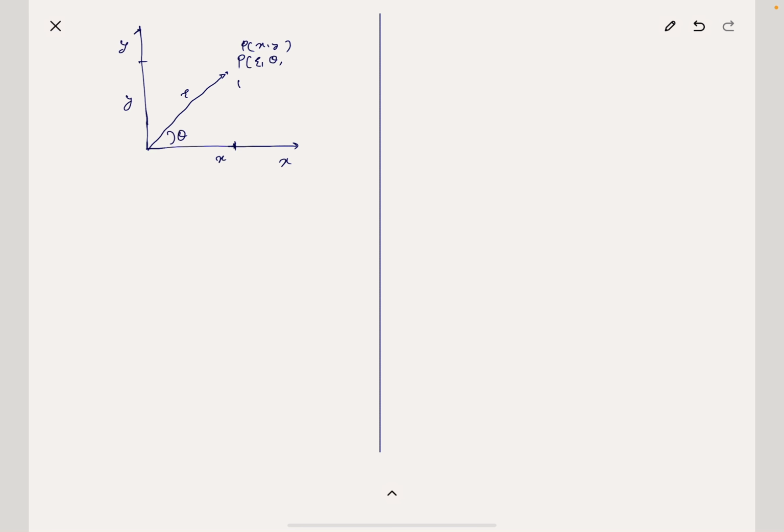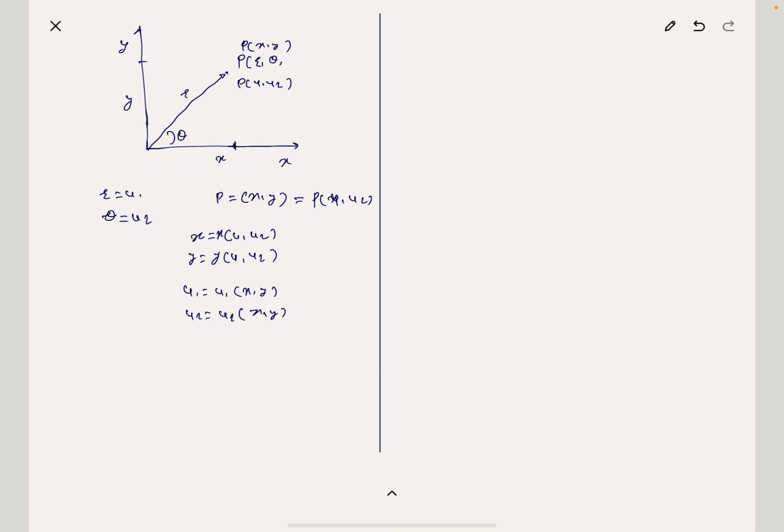We can also write this as P is a function of u1 comma u2. Say r is u1 and theta is u2, then P is a function of x comma y and P is also a function of u1 and u2, then we can say x is a function of u1 and u2 and y is a function of u1 and u2, and again we can say u1 is a function of x and y and u2 is a function of x and y. Let us see how we can say that.